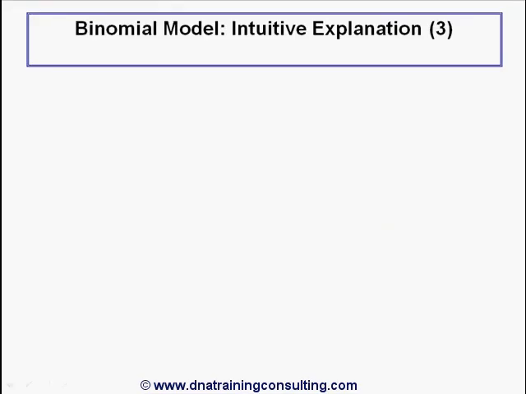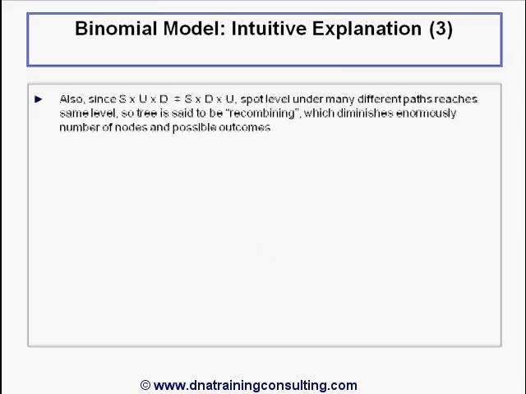Also, since we know from mathematics that S times U times D equals S times D times U, the spot level under many different paths of the tree reaches the same final level, which diminishes enormously the necessary number of nodes and outcomes in the tree. Hence the name recombining tree that is commonly used by quants.